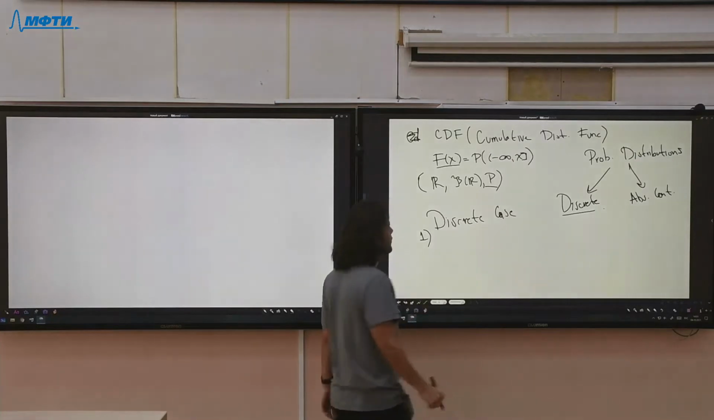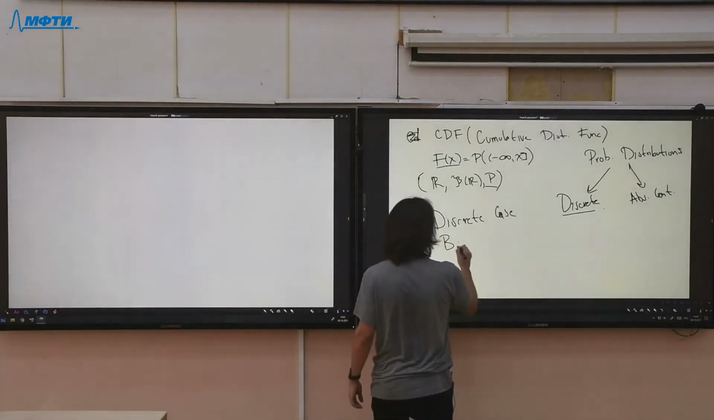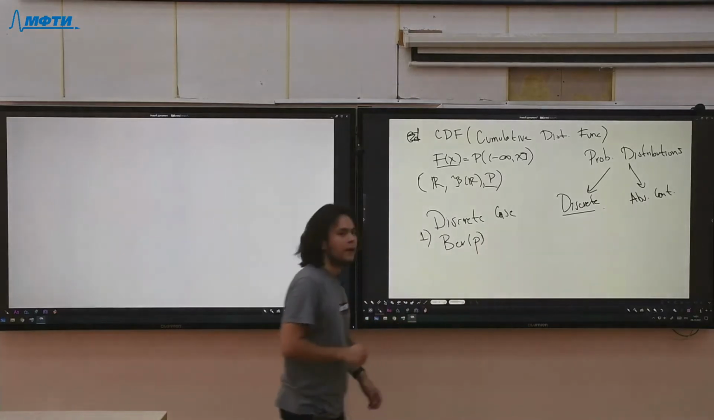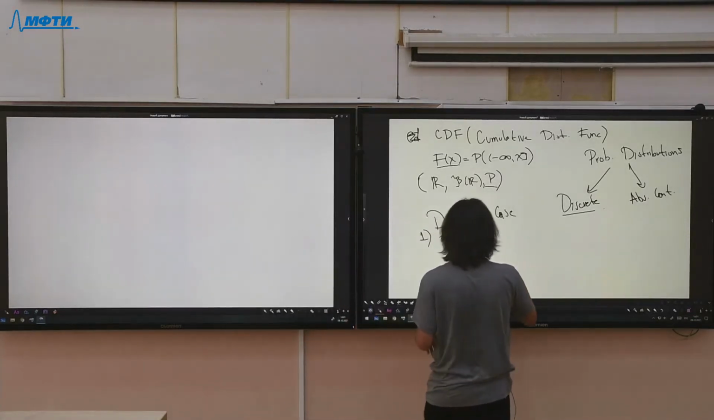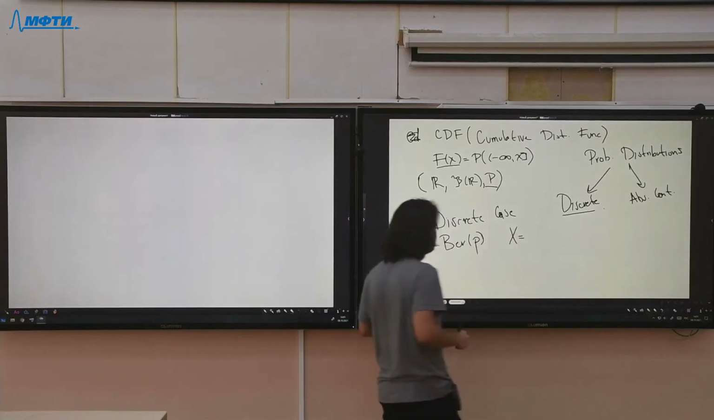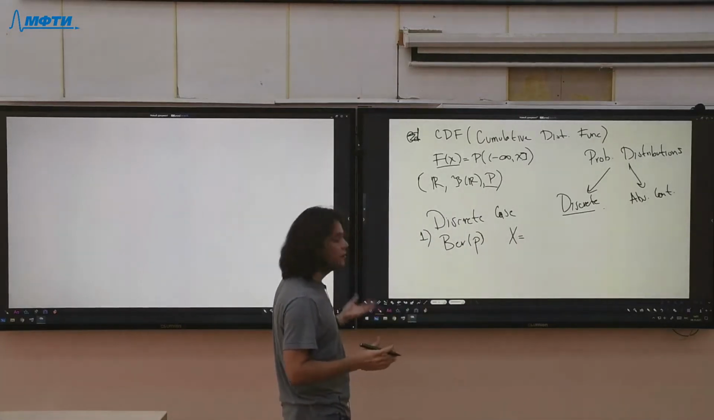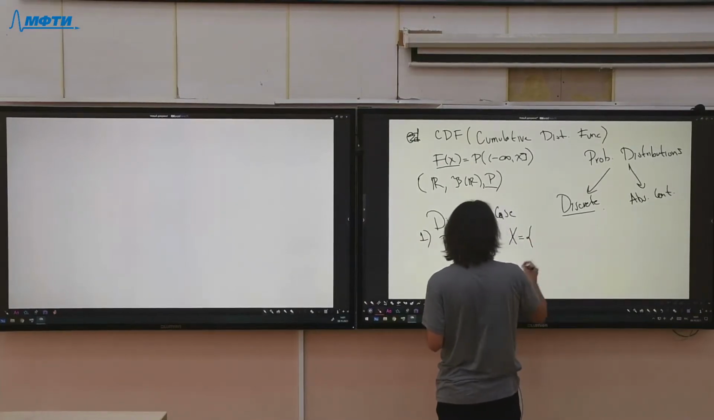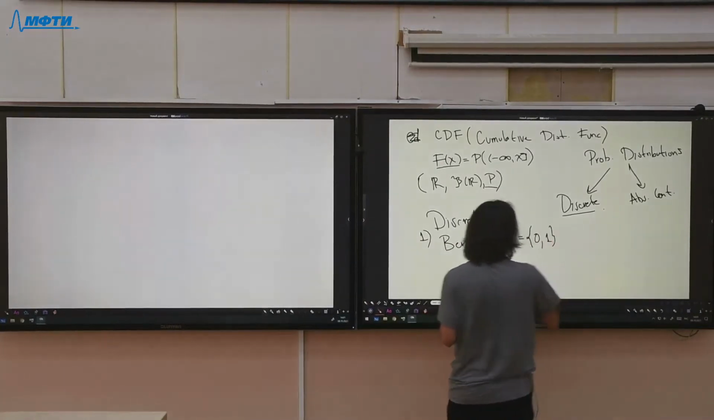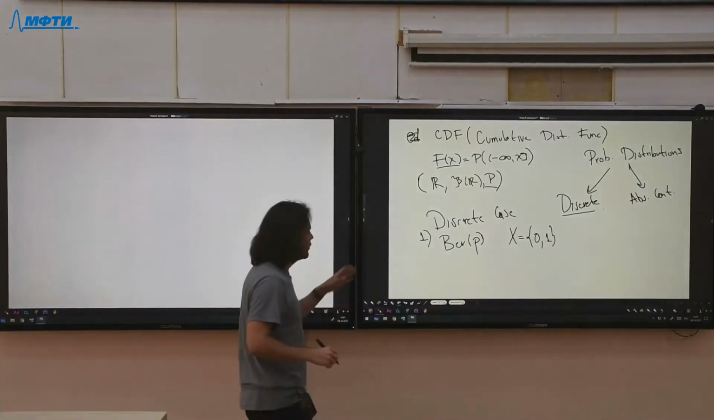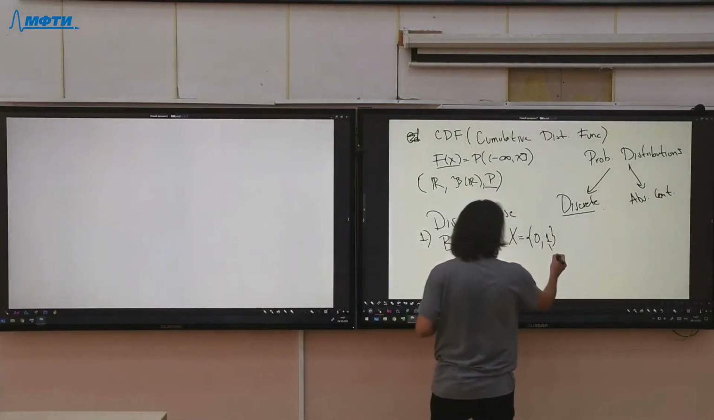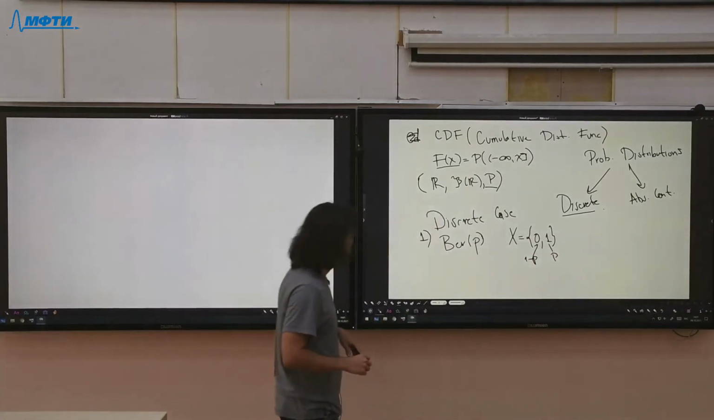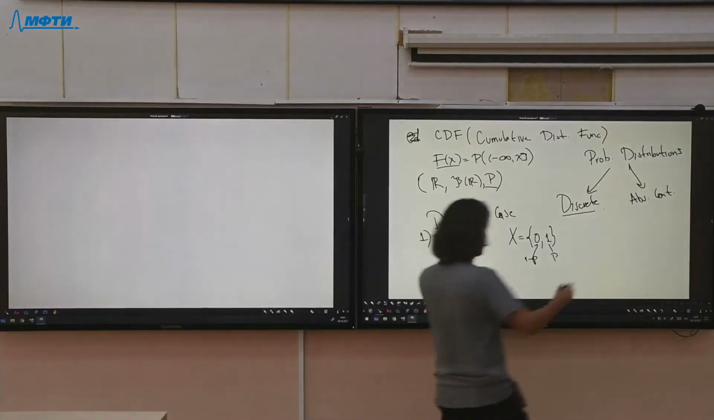the first distribution that we know is the Bernoulli distribution with parameter P, right? In this case, for the set in which we work, X is just 0 and 1, right? So we get 1 with probability P and 0 with probability 1 minus P. And that's it.